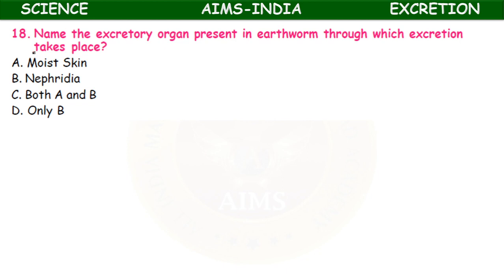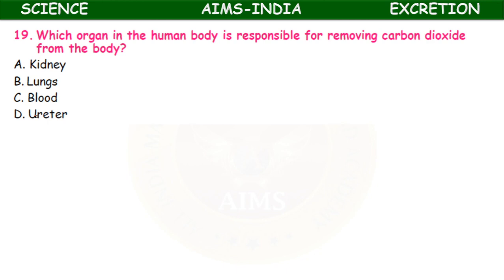Name the excretory organ present in the earthworm through which excretion takes place. Moist skin, nephridia, both A and B, or only B. It is nephridia. Okay, only B. Which organ in the human body is responsible for removing carbon dioxide from the body? Kidney, lungs, blood, urea. It is the lungs.